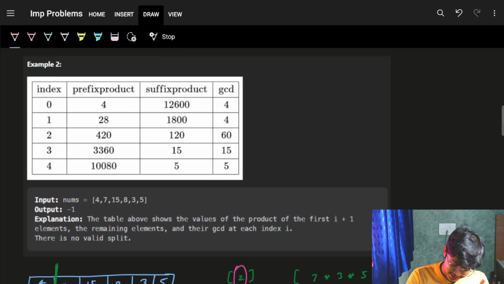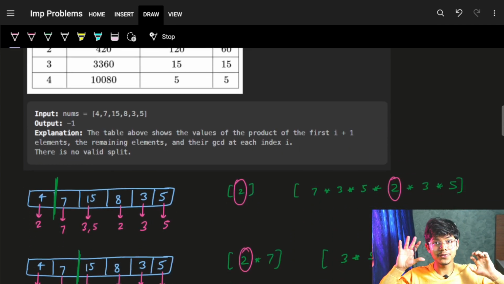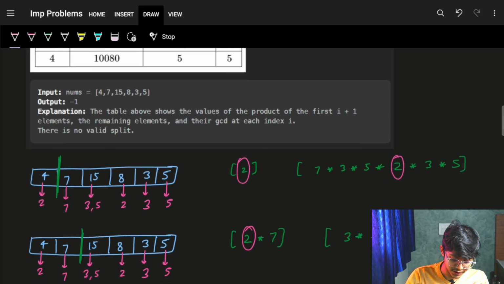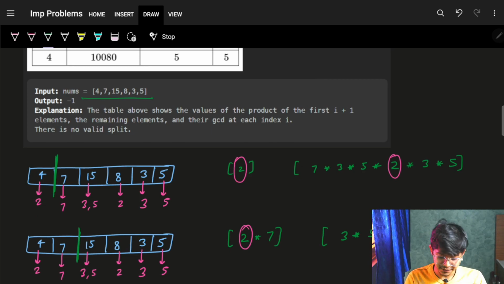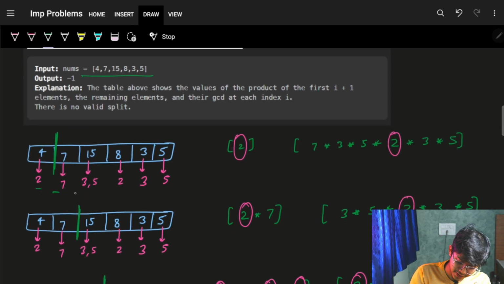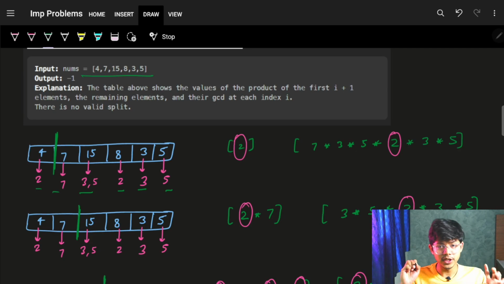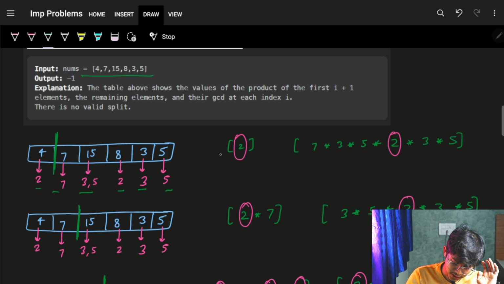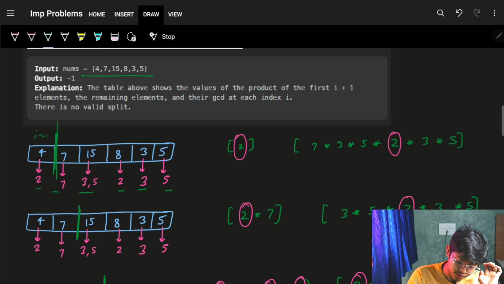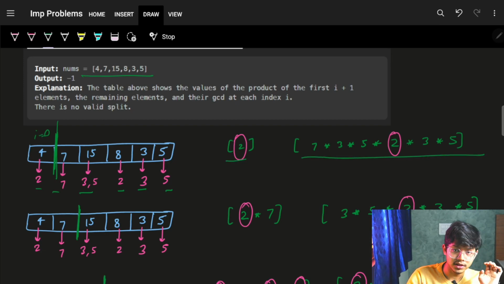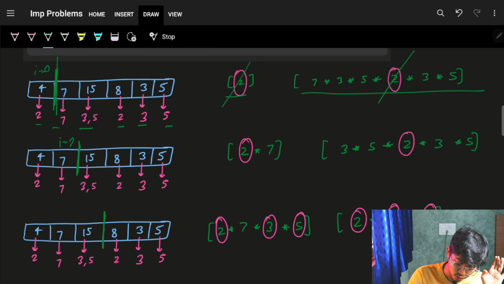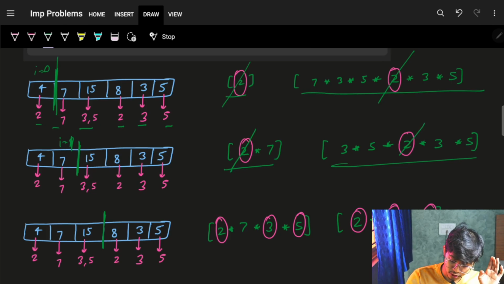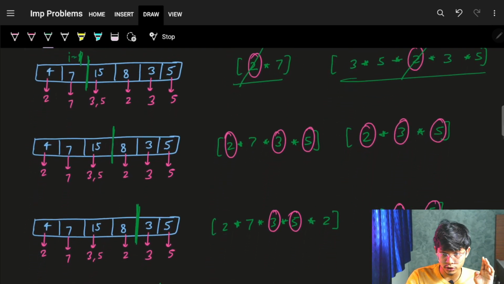Now let's see example 2. It will help us to visualize the actual algorithm which we will use. So if we have this 4, 7, 15, 8, 3 and 5, again, we just write the prime factors here, whatsoever unique prime factors those numbers have. Now we try to split at i equal to 0. We get a 2 and this particular thing, but 2 is common, so it's not the case. We try at i equal to 1. We get this and this particular thing. Now 2 is also common, so it's also not the case.